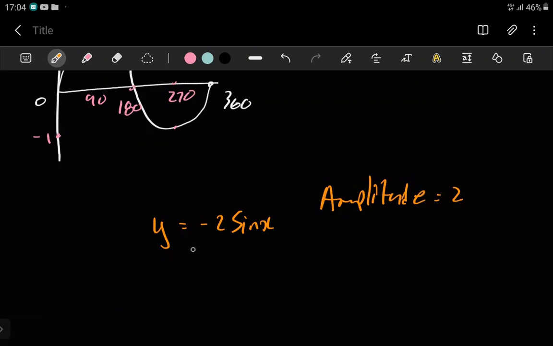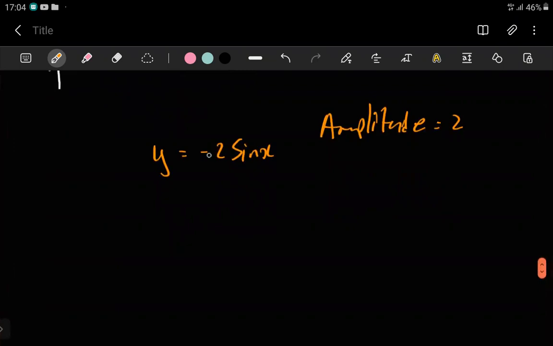So the idea also is you want to remember, if it's a negative here, it means that instead of your graph starting off by going upwards, it would start off by going downwards. You see, meaning it would go down to like -2 here, and then it would go up to +2 there.